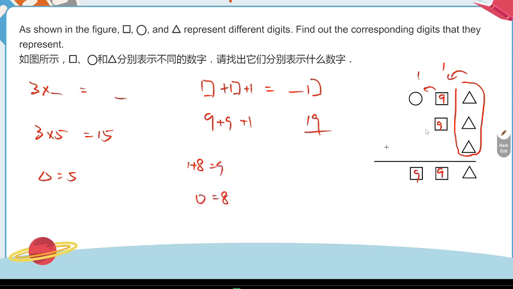So for this question, some of you gave me the answer of 995. Some of you gave the answer of 895. I know you know how to do this, but be careful what the question is asking for. To find out the corresponding digits that they represent, the answer should be the circle equals 8, square equals 9, and triangle equals 5. Only this way are you replying to the correct question.